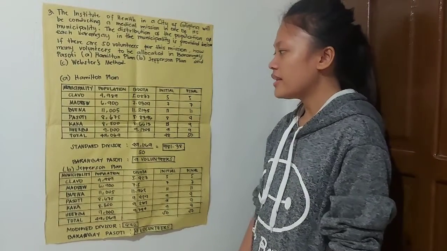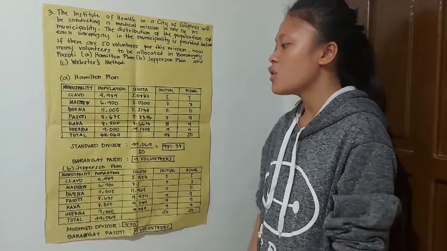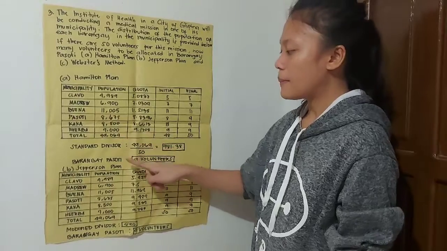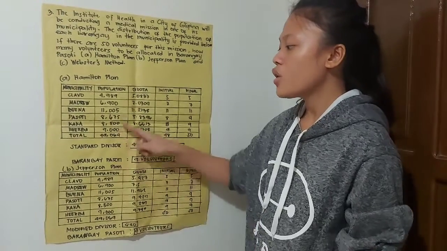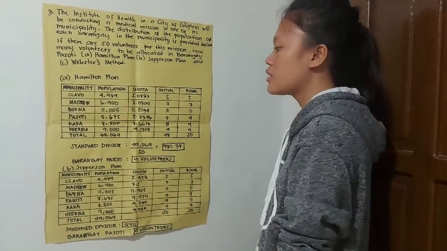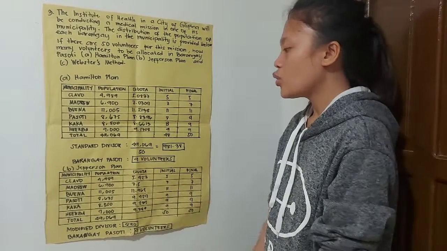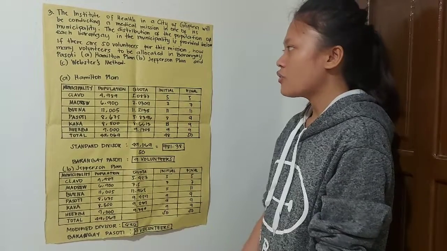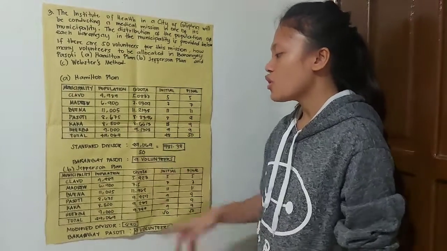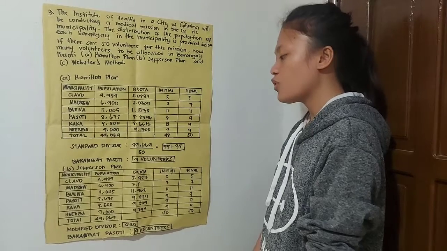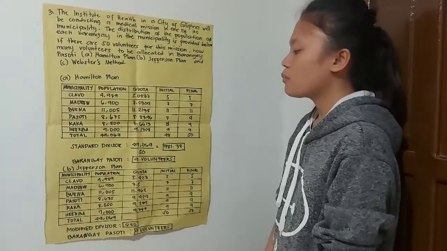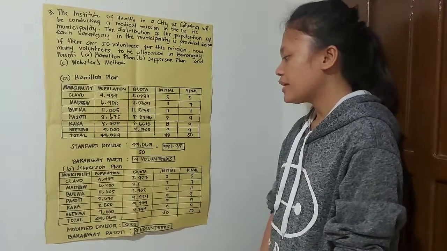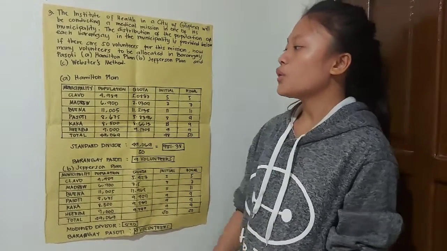So, for finding the quota for the Hamilton Plan, we need to get the standard divisor. We need to get the total amount of the population, which in this one is 49,069, and we need to divide it by the number of volunteers for this mission, which is 50. So 49,069 over 50 is equal to 981.38.